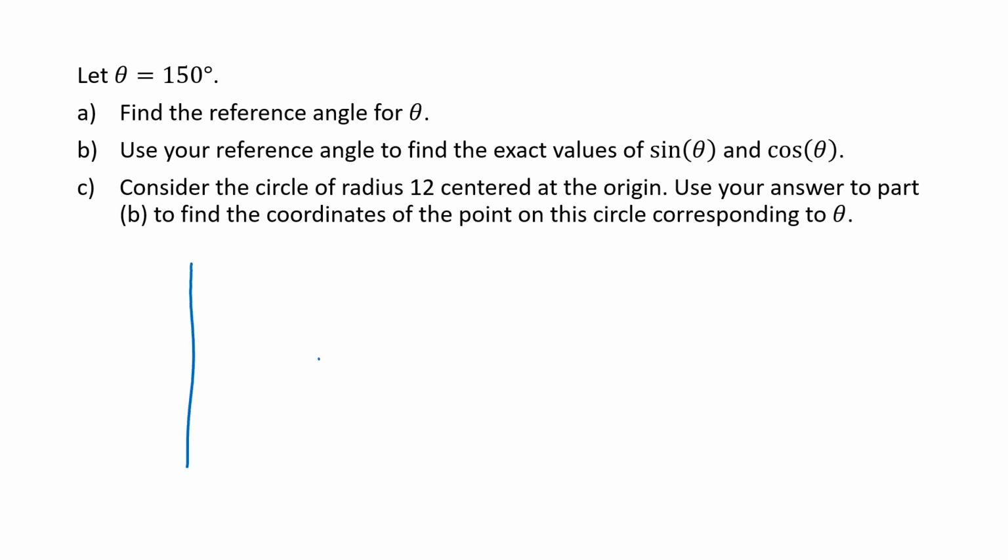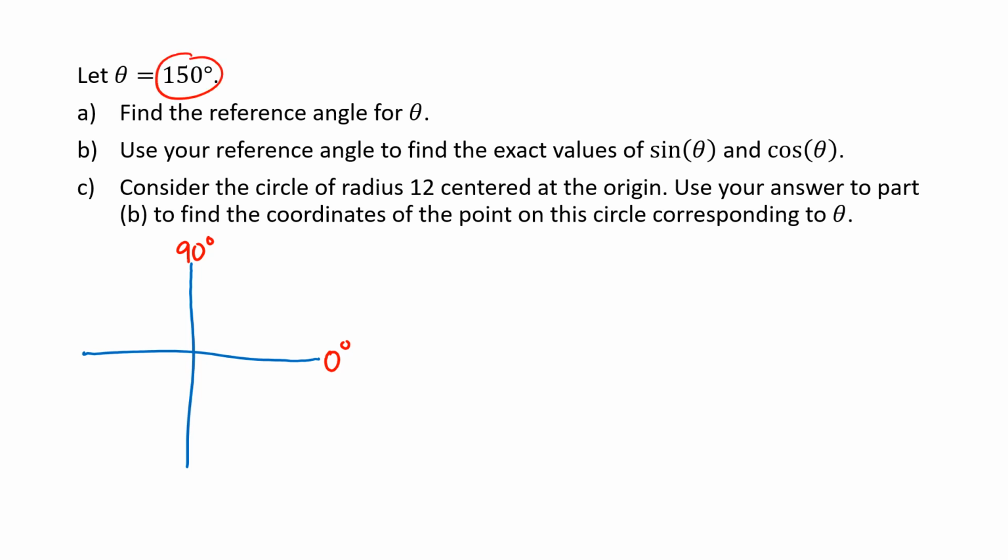If I draw my x and y axes, 150 degrees is a positive rotation, which means we're going to start rotating counterclockwise. We always start our rotations along the positive x-axis, so I'm starting at 0 degrees, and I'm going counterclockwise. Now an entire circle is 360 degrees, so every quarter turn is going to be 90 degrees. So if I rotate up to the positive y-axis, that's going to be 90 degrees.